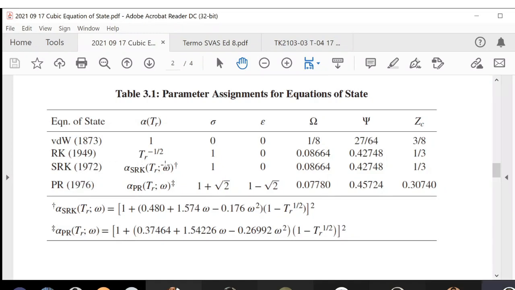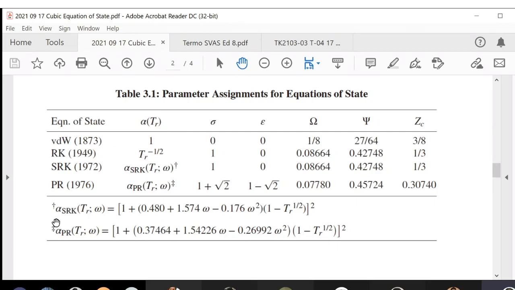The basic principle is the same, but there are some parameters here that we need to understand. First, alpha. Alpha as a function of temperature. TR is the reduced temperature. What is reduced temperature? That is temperature divided by critical temperature. So if there is alpha and then bracket TR, it is not the multiplication of alpha with TR, but it is alpha as a function of TR.